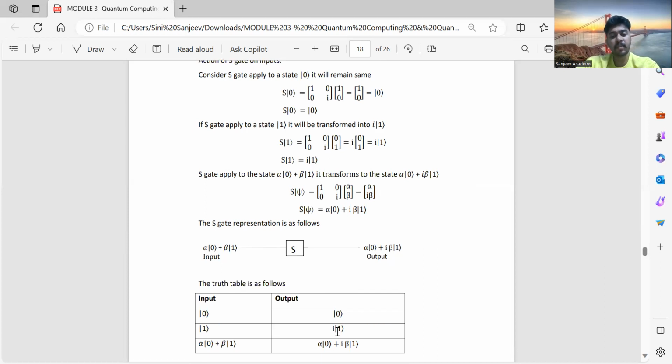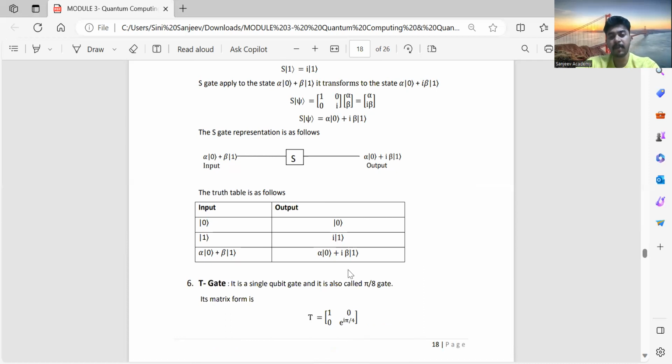So again, we have to know the truth table. Here it is alpha of 0 plus i beta of 1, or you can write it as it is, alpha of 0 and beta of 1.